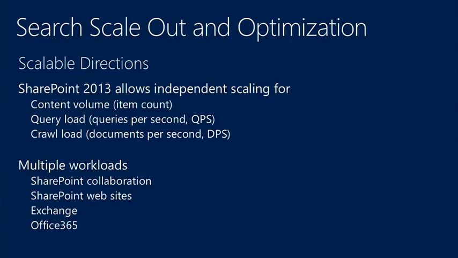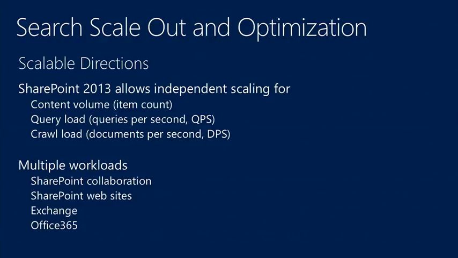Think about content volume and item count. The number of items affects how many partitions you need. The number of partitions you have counts how many index servers you need as well. So it kind of affects the number of boxes. In terms of queries per second and query load, how many query servers you have, plus things like how much memory those query servers have.